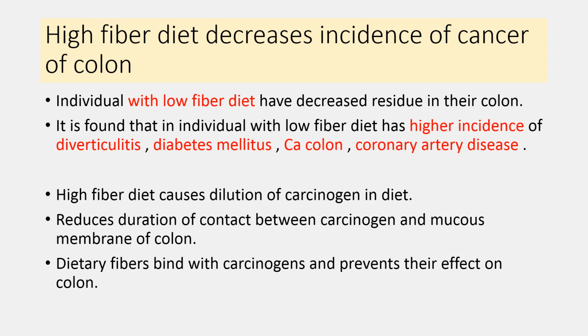High fiber diet causes dilution of the carcinogen in diet, and it also reduces the duration of contact between carcinogen and mucous membrane of colon. Dietary fiber also binds with the carcinogen and prevents its effect on colon, and because of all this, high fiber diet decreases incidence of cancer of colon.